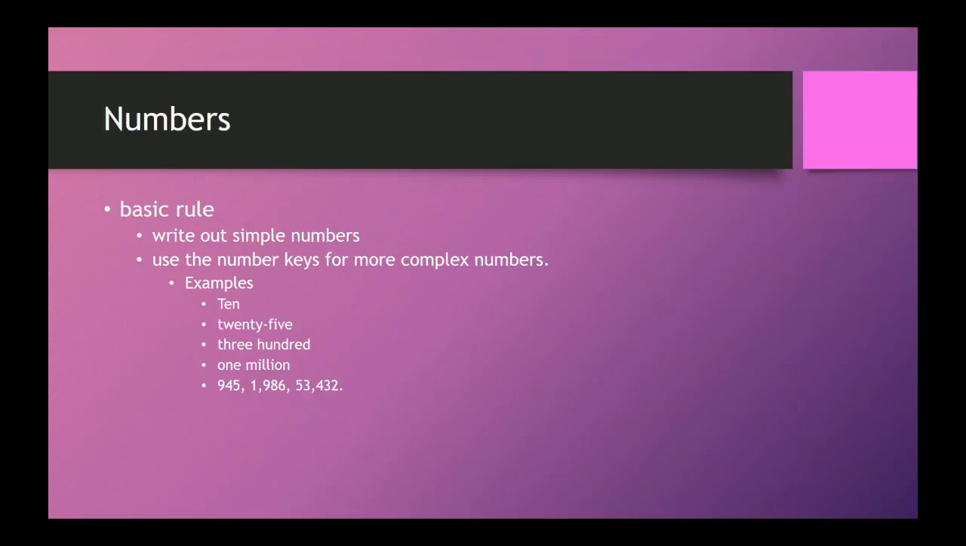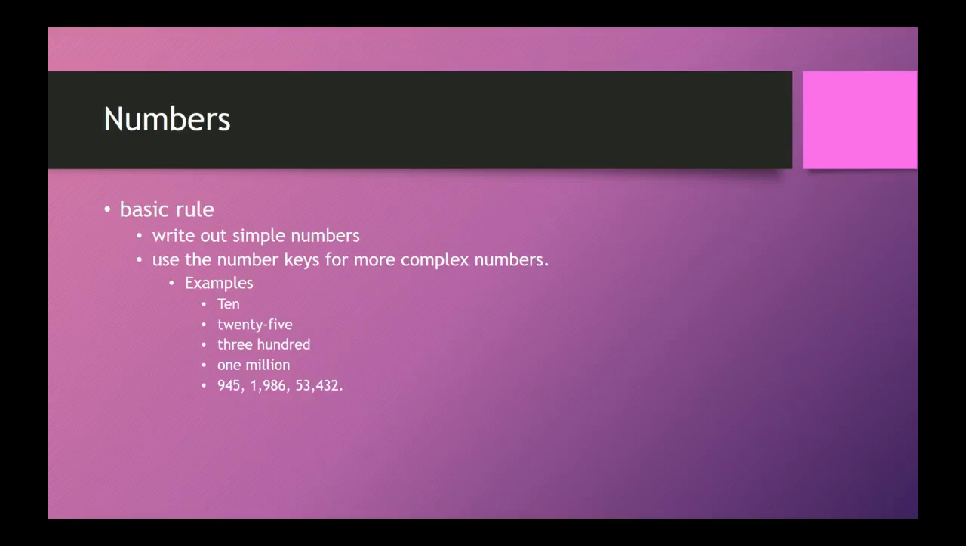I want to take a real basic rule, and this is how I expect to see them in your papers. I want simple numbers written out as words. So words like ten, twenty-five, three hundred, one million. If you need to have more complex numbers, like 945, 1,986, 53,432, then write them out as digits. The reason for that is that we read words as patterns, but we have to read numbers, each individual number. Specific, detailed numbers become complex and hard to read because you have to break it down number by number by number. You're prone to error.